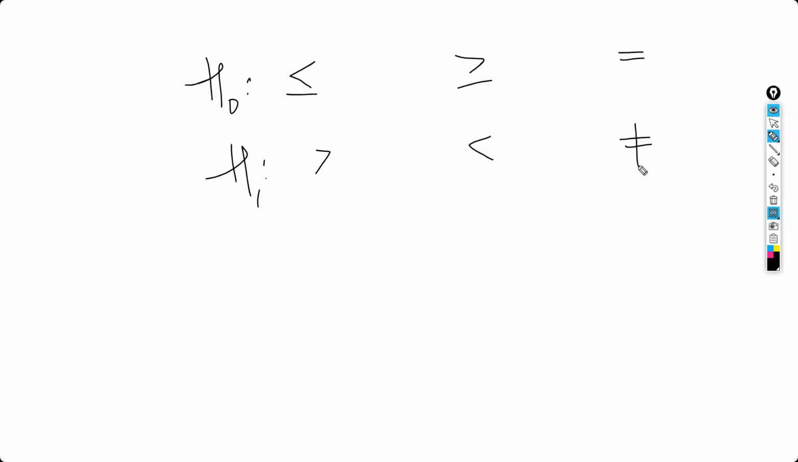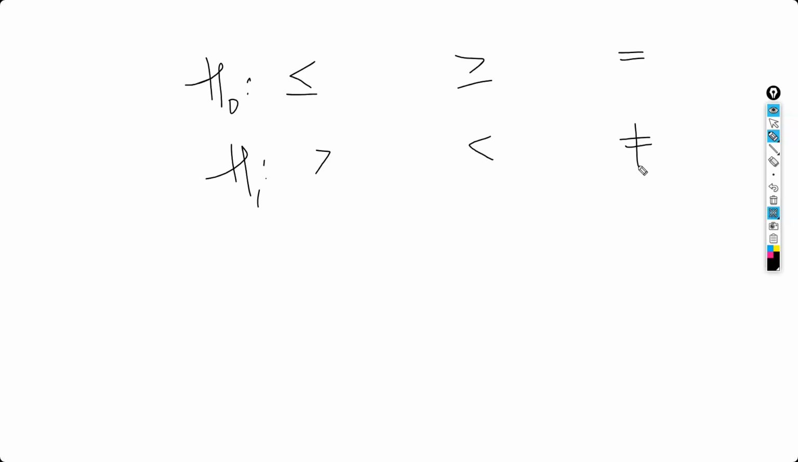So here, which one comes under null and which one comes under alternate? Tell me, in this situation, which one will come? Innocent person and criminal person, these are the two persons. Which one is alternate and which one is null?